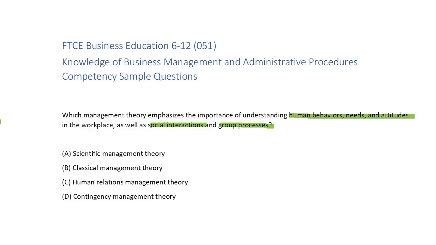So this meets the description mentioned in the question, but let's take a look at answer choice D just to make sure. D, contingency management theory. This is also known as the situational theory of management, and this recognizes that there is no one-size-fits-all solution to management problems. So this is not the correct answer choice either. Therefore, answer choice C, human relations management theory, is the correct answer choice.